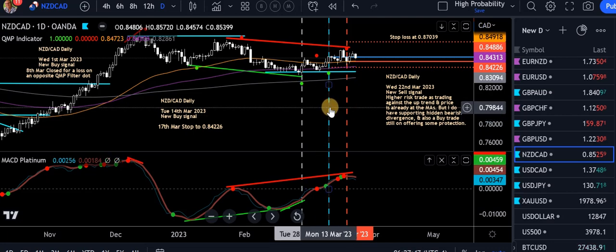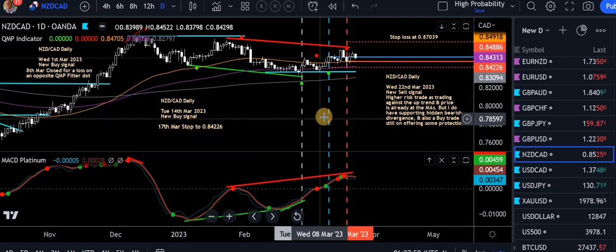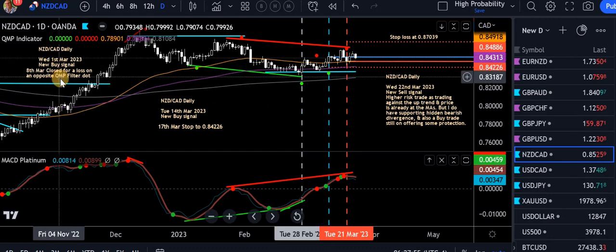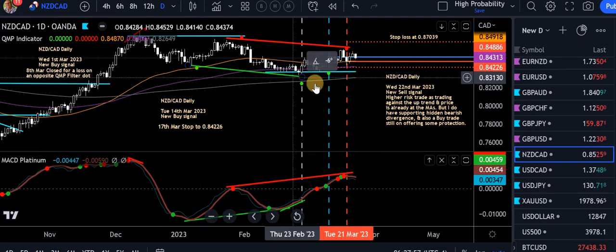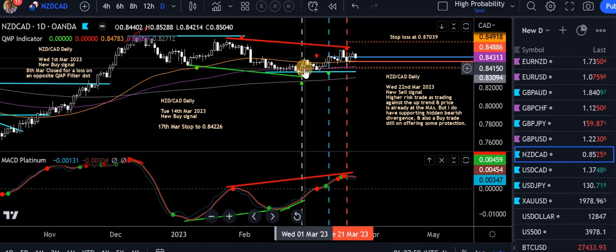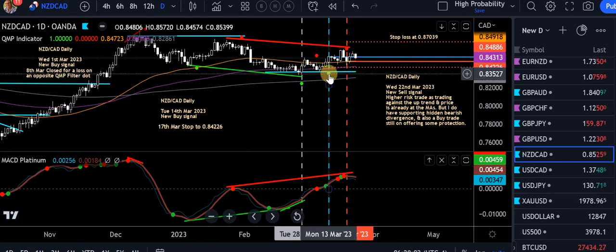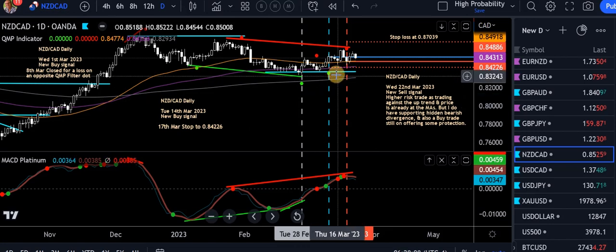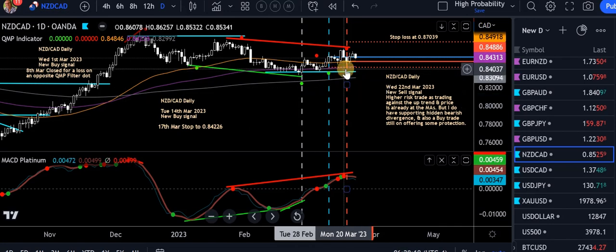We've got a buy on. When have we got this buy? This one here. Initially had a buy here, 21st of March, so that's that one. And 8th of March, closed for a loss on the opposite MACD Platinum dot. So I took the buy on the open of this candle, closed it on the open of this candle. So it's a small loss. And we had another buy here on the 14th of March, and all I've done is drag my stop up, so it's going nowhere fast.